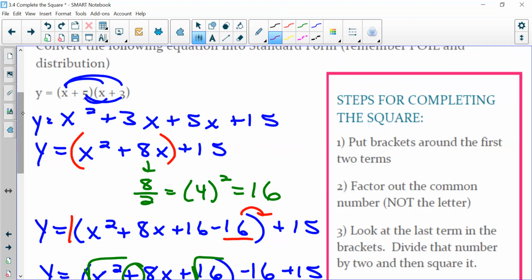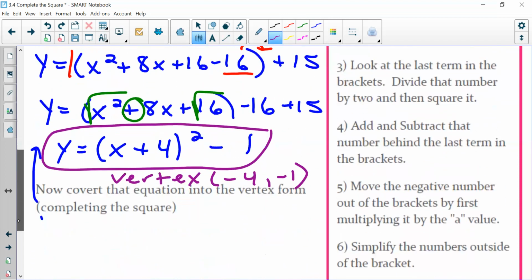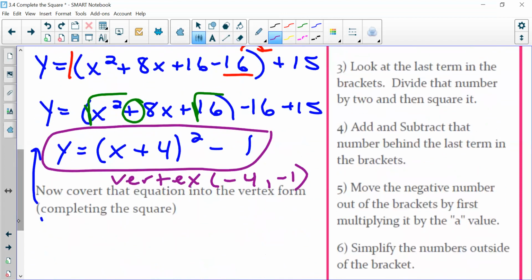What's my y-intercept when I look at standard form? Positive 15. And you just told me the vertex is at negative 4, negative 1. And we already said it's opening up and it hasn't been stretched or compressed. You guys literally can tell me everything about this quadratic function, because you have all of those skills now. Okay? Questions on this one?